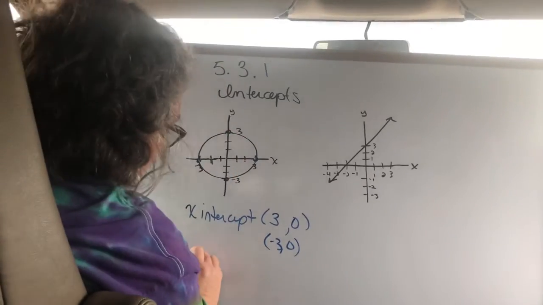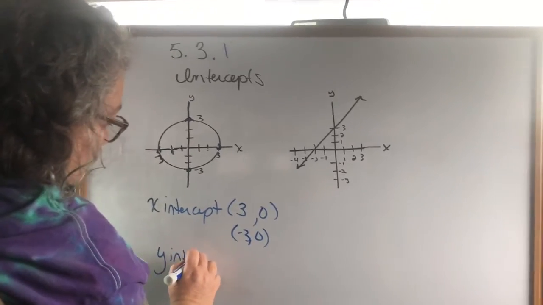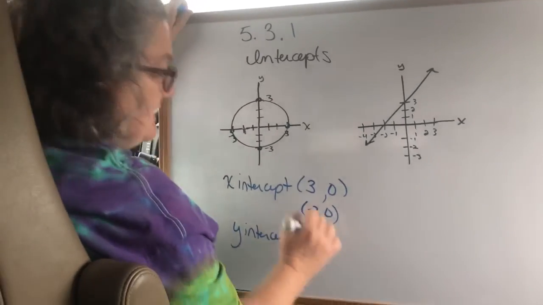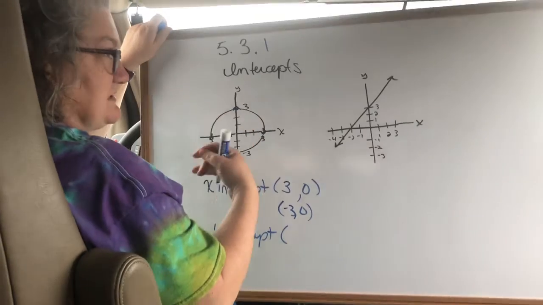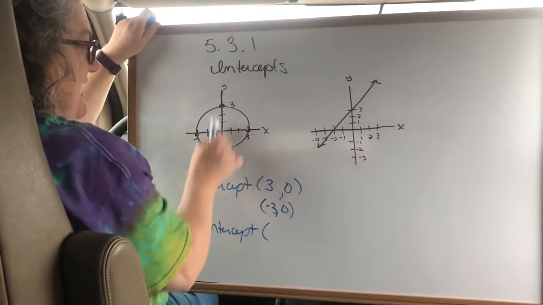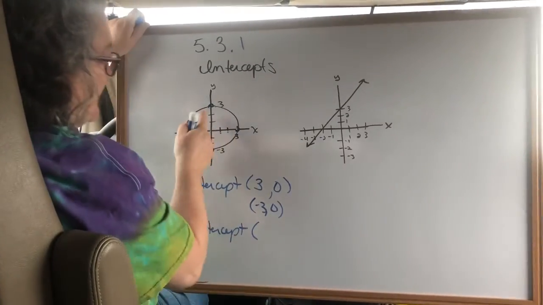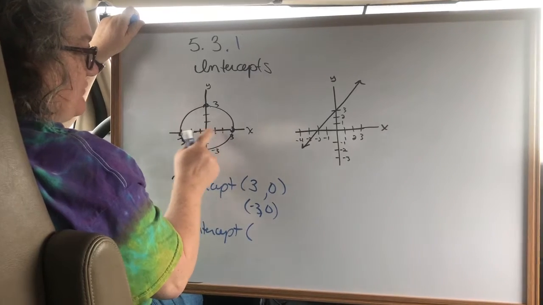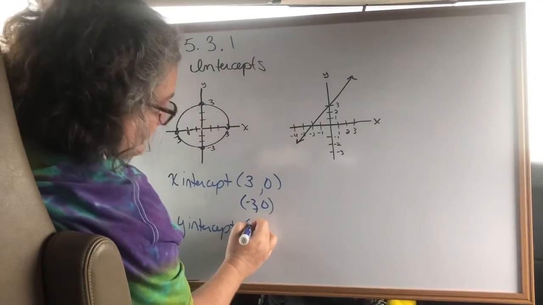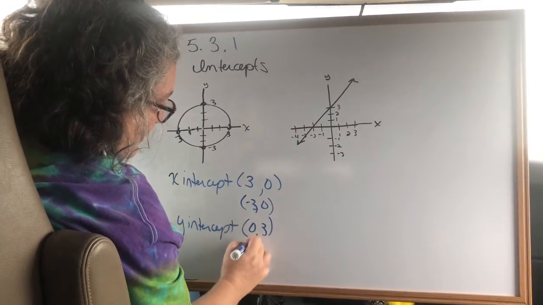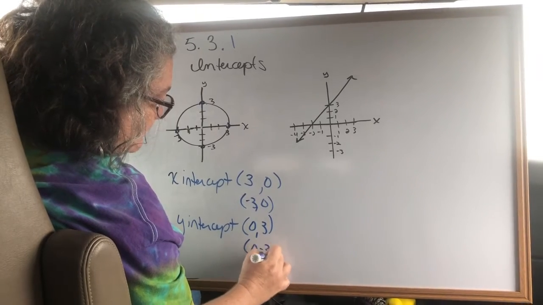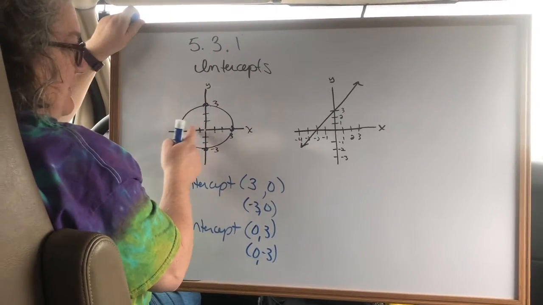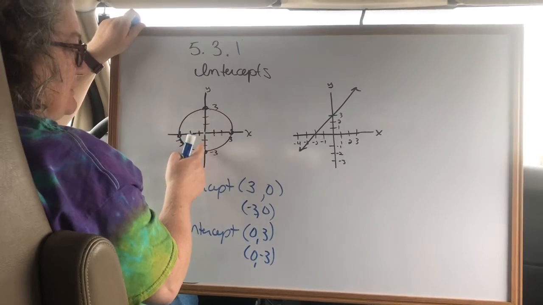Now the y-intercept is where the line or graph or whatnot crosses the y-axis. This is the y-axis, so wherever it crosses, it's going to be at 0 because we go left or right, nothing, and go up 3. 0, 3, and we go 0, -3 here because we don't go left or right. Our x value is 0, and we go down 3.